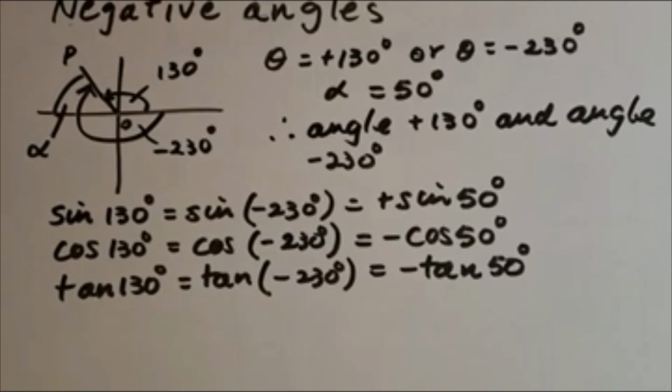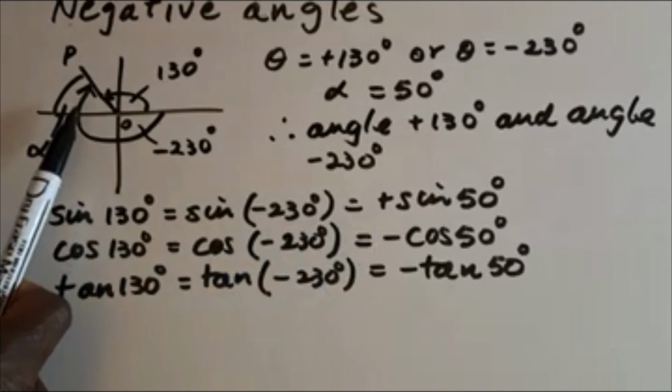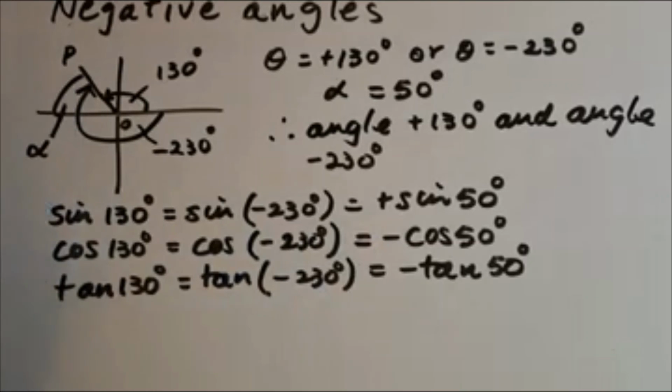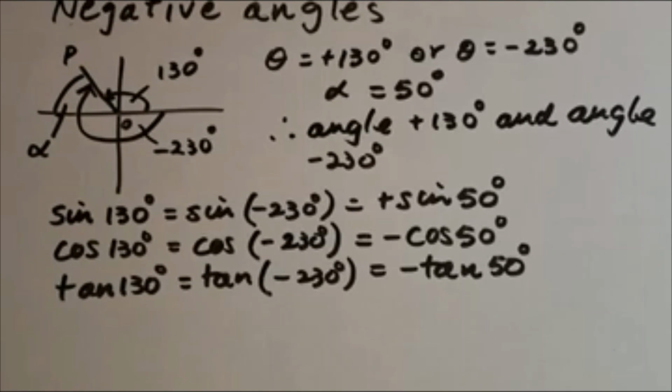You can check this using your calculator, but what we have here is a confirmation that only the sine trig ratio is positive in the second quadrant. Everything else is negative. And that's it for negative angles.